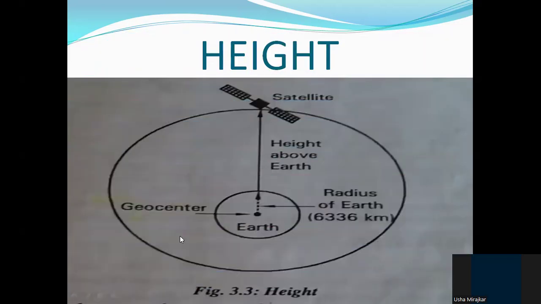Next, suppose this is the Earth, this is the geocenter, this is the satellite, and this is the orbit. Now, the height above the Earth is 6336 kilometers. Correct? This is the distance from the Earth's center to the satellite.